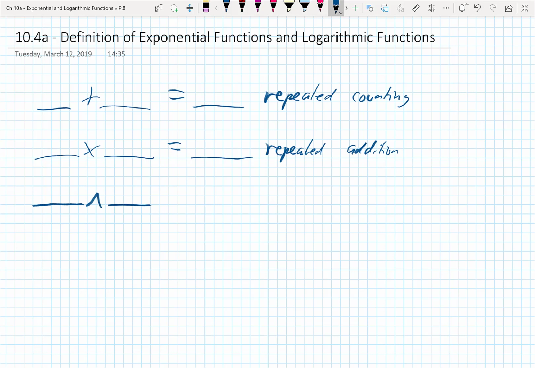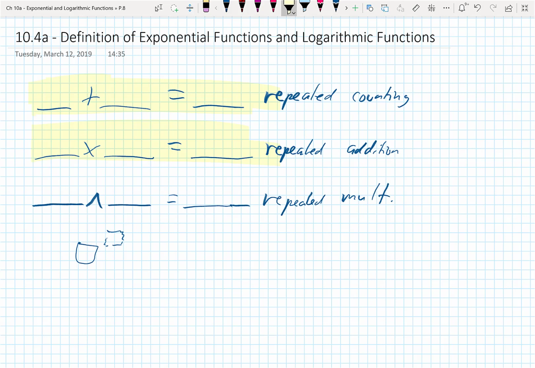We have this, also known as this, something to the somethingth power. But this is really just repeated multiplication. And I guess what makes this kind of sequence a little bit tricky is that in the case of the first two operations, the order that you did the numbers in didn't matter. Both addition and multiplication have what we call the commutative property, meaning they can be done in either order.